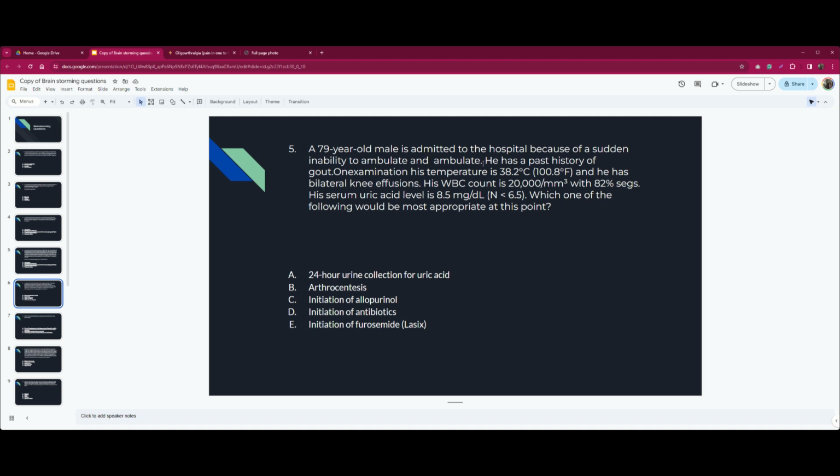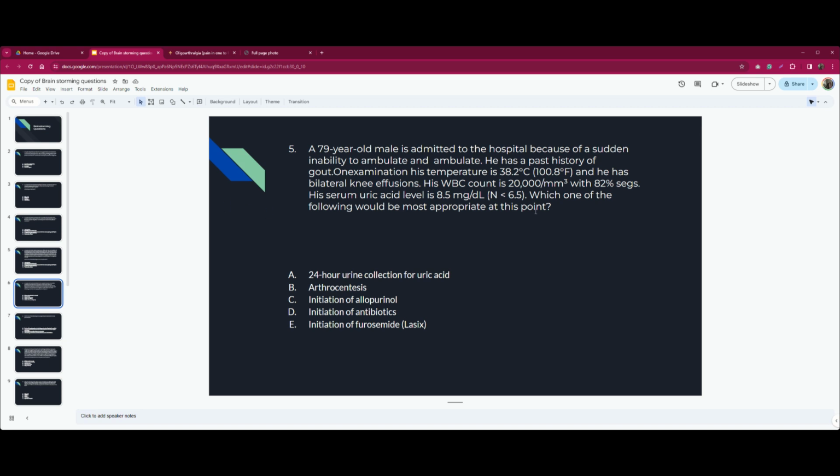Question number 5. A 79-year-old admitted to the hospital because of sudden inability to ambulate. He has a past history of gout. His temperature is now 100.8 degrees Fahrenheit. Bilateral knee effusions. WBC count is 20,000 with 82% segmented neutrophils. His serum uric acid level is 8.5 milligrams per deciliter. Which one of the following would be most appropriate at this point? Is it a 24-hour urine collection for uric acid, arthrocentesis, initiation of allopurinol, initiation of antibiotics, initiation of furosemide?